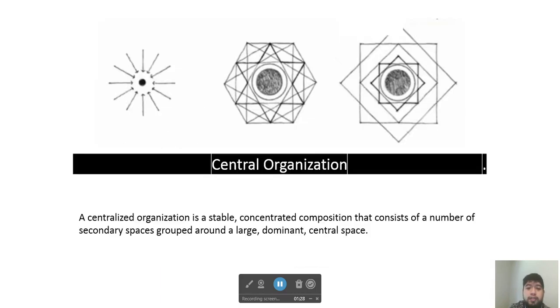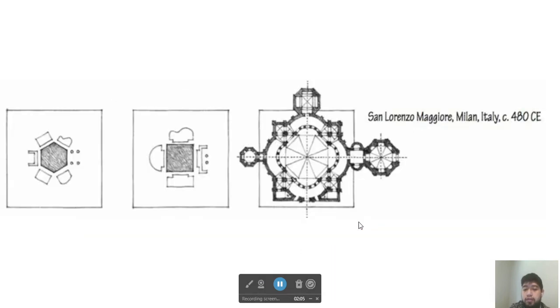A centralized organization is a stable, concentrated composition that consists of a number of secondary spaces grouped around a large dominant central space. So the big idea is that there's a dominant central space and secondary grouped spaces. As you can see in this diagram, all of these lines are sort of pointing at the center. The center becomes a dominant space, and everything around it simply is flowing from it. It's connected to it and somehow is deriving from it.